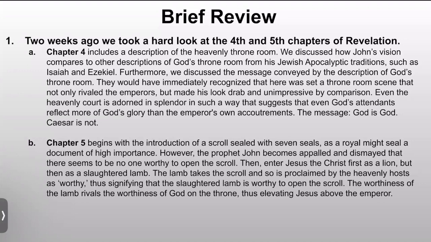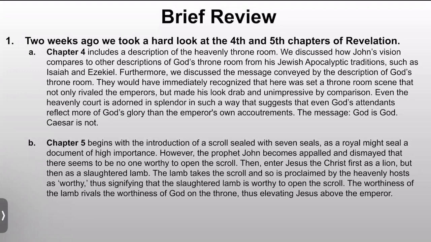And in this context, Caesar oftentimes claimed to have supreme authority only God should have. Chapter 5 begins with the introduction of a scroll sealed with seven seals. This is what we'll be picking up from. A seal is what a royal might use to seal a document of high importance with wax and a very specific mark made with perhaps a ring or some form of stamp. However, the prophet John becomes appalled and dismayed that there seems to be no one worthy to open the scroll. But then enter Jesus Christ, first as a lion, but then as a slaughtered lamb.